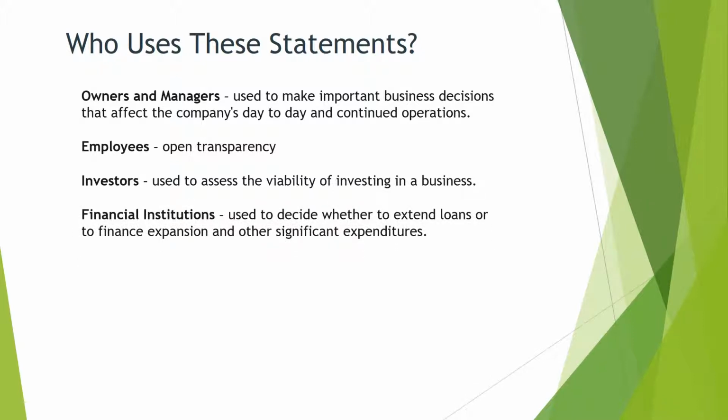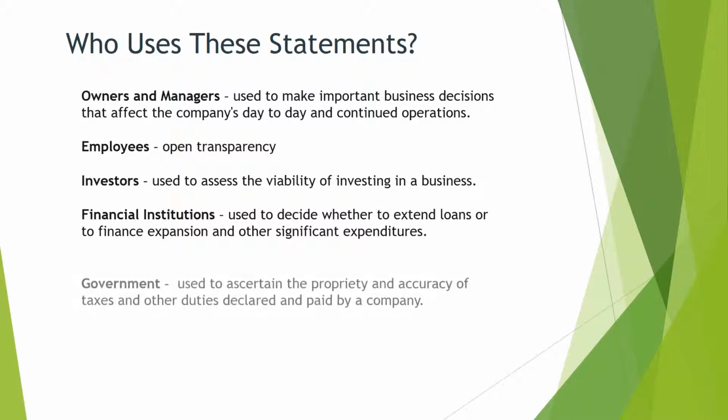Financial institutions. This basically includes banks and credit unions. So if you're going to a bank asking for a loan, or a granting organization, they're going to be asking for different financial statements to determine the level of risk for the business, whether or not to provide a loan and/or a grant.